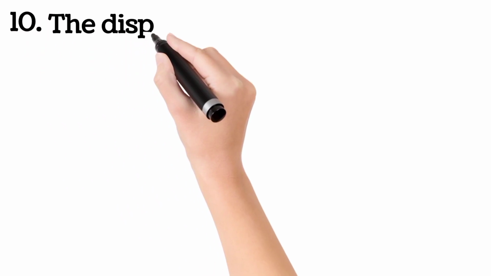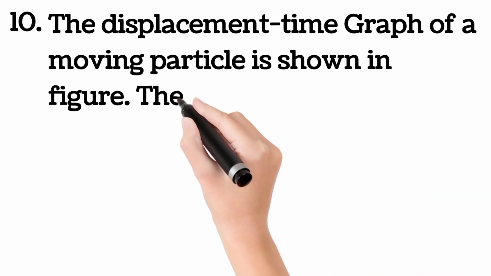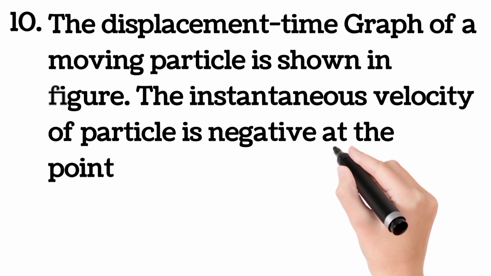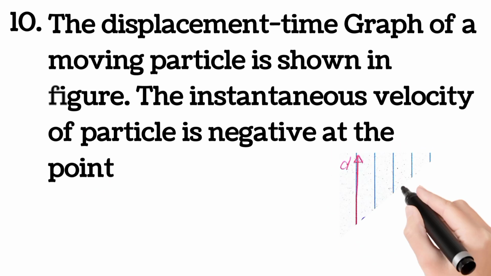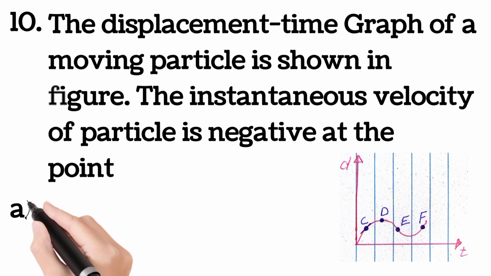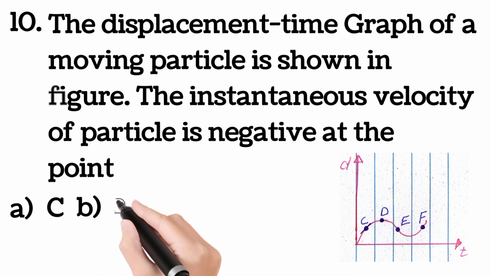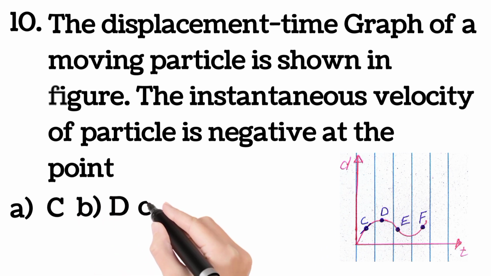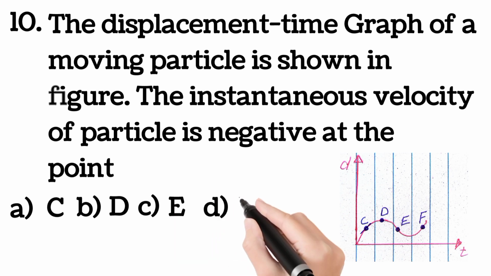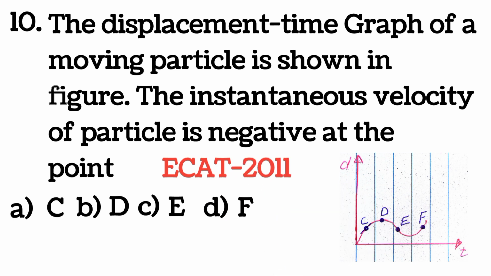The 10th MCQ is: the displacement-time graph of a moving particle is shown in the figure. The instantaneous velocity of the particle is negative at the point. Here is the displacement-time graph of the particle, and the points C, D, E, F will tell us at which point the instantaneous velocity is negative. A option is C, B option is D, C option is E point, D option is F point. The MCQ was asked in ECAT 2011.